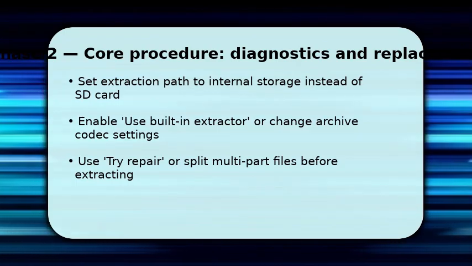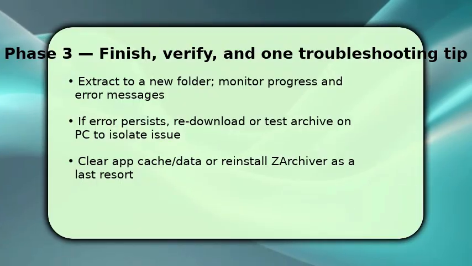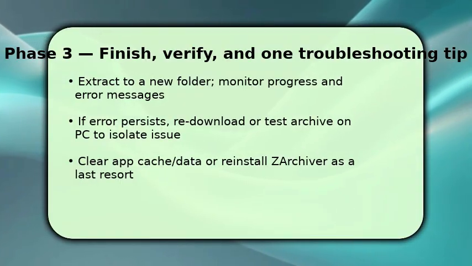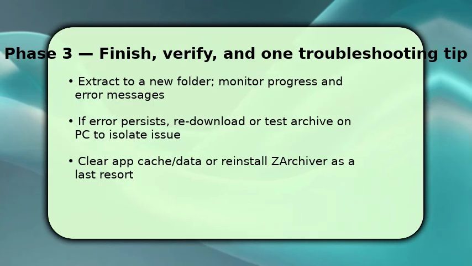These steps complete extraction by creating a fresh folder and starting the operation while watching progress and any error text. If the same error repeats, make sure to re-download the file or test the archive on a PC to determine whether the problem is the file or the app.